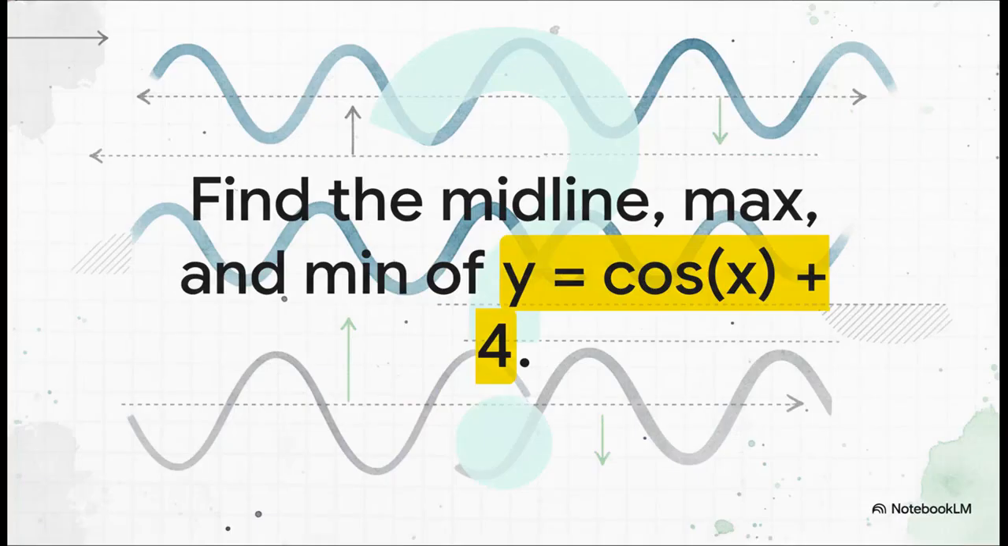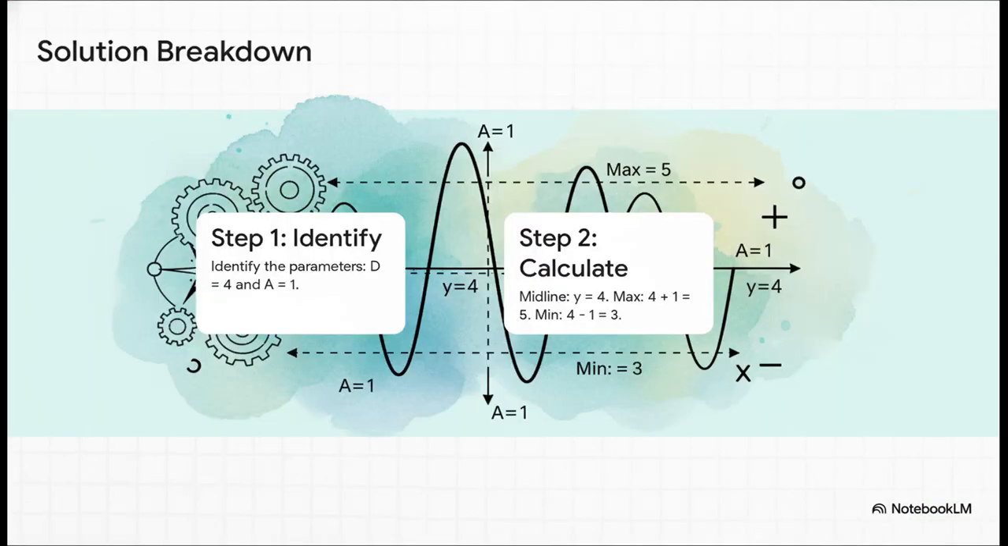All right, here's our first one. We have a standard cosine wave, but with a +4 tacked onto the end. So what does that do to all our key features? Let's just break it down. First, we identify our parameters. The number added at the end, d, is 4. The amplitude, a, is that invisible 1 that's multiplying the cosine. With those two pieces, the rest is just simple math. The midline is y equals 4, the max is 4 plus 1, which is 5, and the min is 4 minus 1, which is 3.